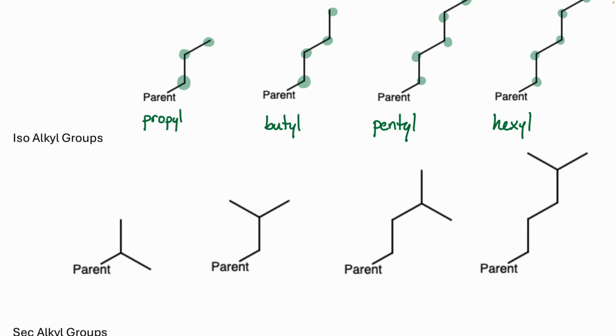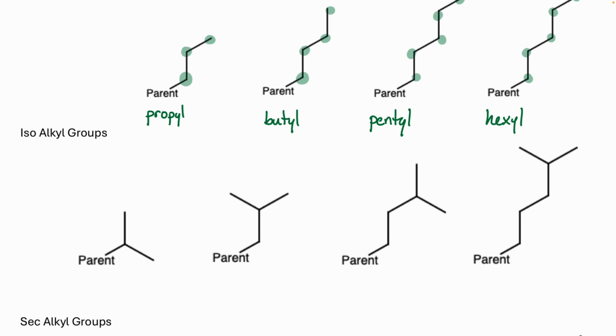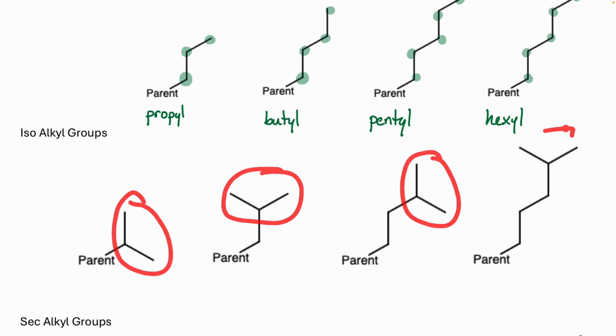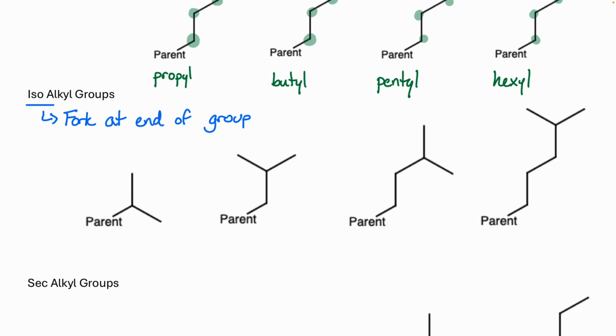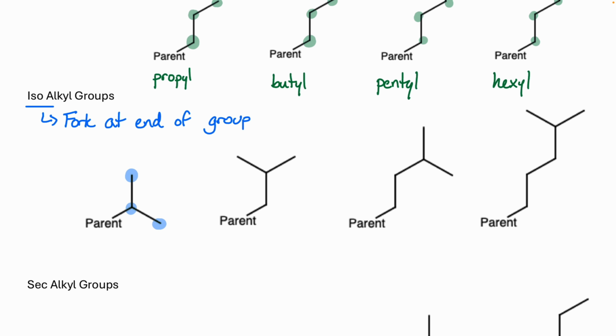Our next class are these isoalkyl groups. We're going to call them the isoalkyl groups because you'll see they have this prefix iso in front of them. How do we recognize the iso branched alkyl groups? They always have a fork located at the very end of that substituent. So our iso groups here have a fork at the end of that group. If we have a 3-carbon fork here, this would be an isopropyl group.